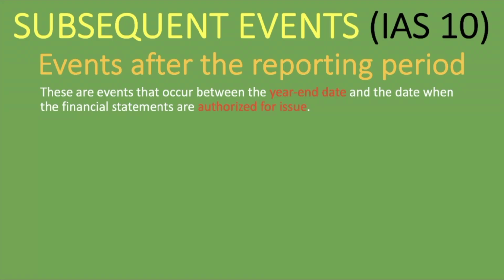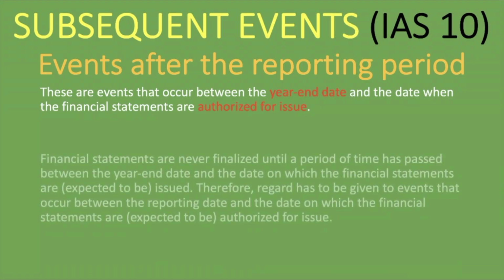Now, we know that when the financial year comes to an end, that is not the date when the financial statements are authorized for issue, because there's still going to be some time that will pass before the financial statements are authorized for issue. And the reason for this is because it takes time after the end of the financial period to compile the financial statement. So we are actually looking at these two periods, whatever happens in between these two periods, when our financial period has ended and when the financial statements are authorized for issue.